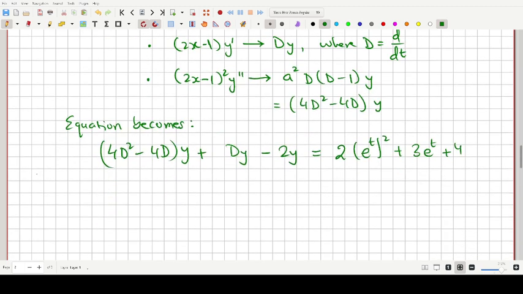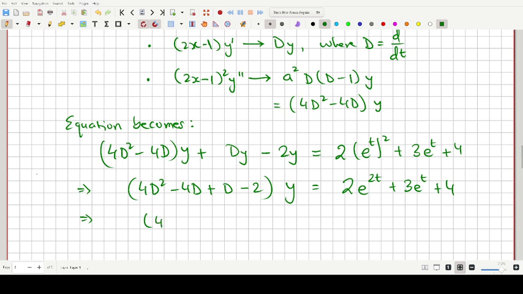And if we simplify the left hand side, we shall get 4D squared minus 4D plus D minus 2 of y, and the right hand side will become 2e raised to the power 2t plus 3e raised to the power t plus 4, right? And a further simplification will give us 4D squared minus 3D minus 2 of y equal to 2 times e raised to the power 2t plus 3e raised to the power t plus 4.